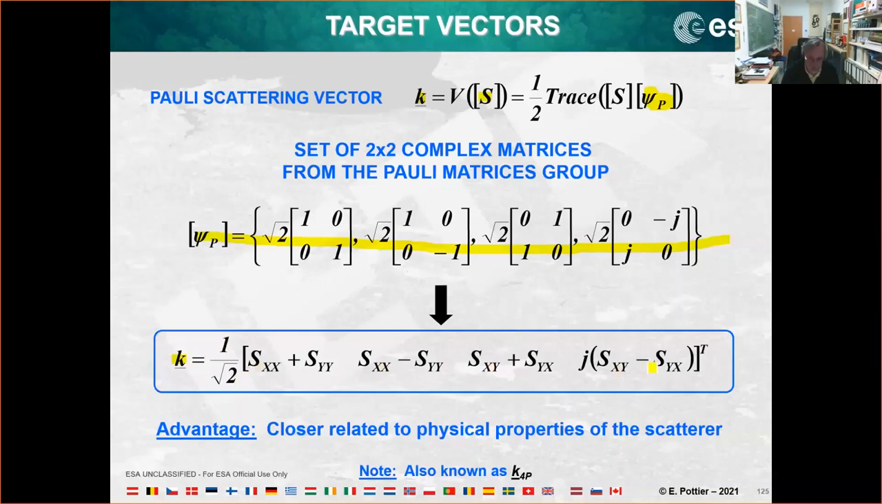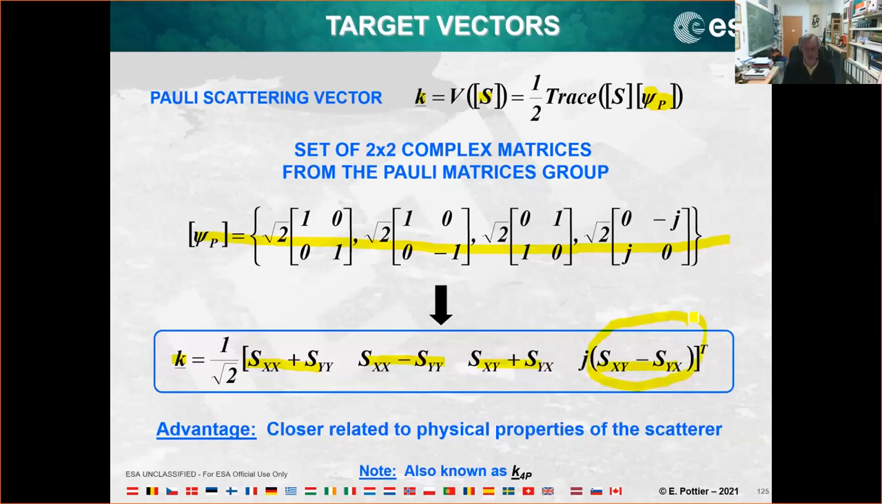The first component is equal to HH plus VV, and remember, this corresponds to single bounce. The second component is equal to HH minus VV, and remember, it corresponds to double bounce. The third component is equal to HV plus VH. And the last component is equal to HV minus VH. If I keep this vector, I can come back to one of the previous questions. The last component can provide me information about the noise during the measurements.